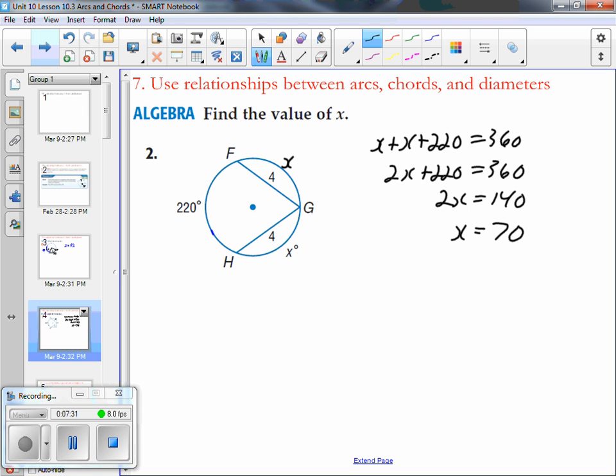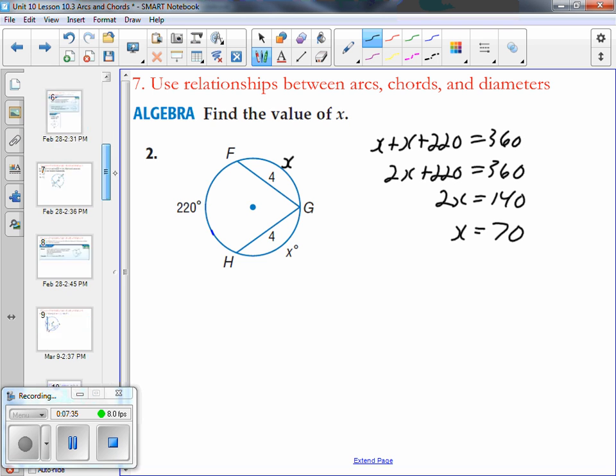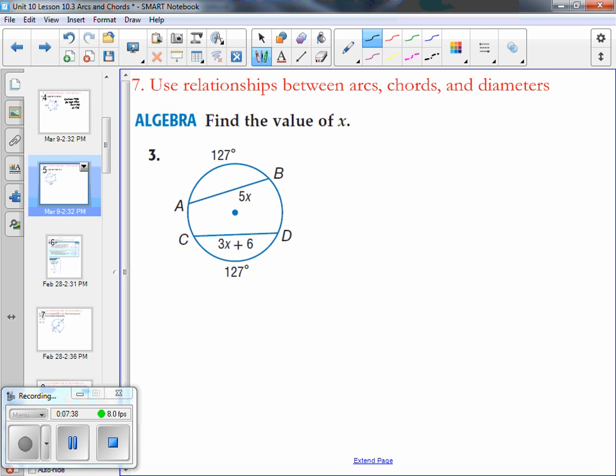Okay? So case number 2. Number 3. We're still finding the value of X. Notice that the measure of arc AB is 127, and the measure of arc CD is 127. So those arcs are congruent. And if the arcs are congruent, so are the chords. And if those two segments are congruent, this turns into a problem that we could have worked the first week of school.